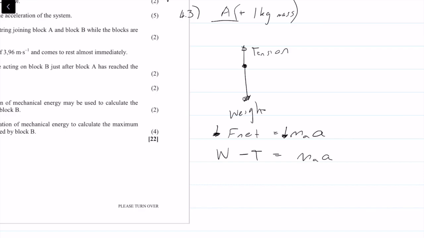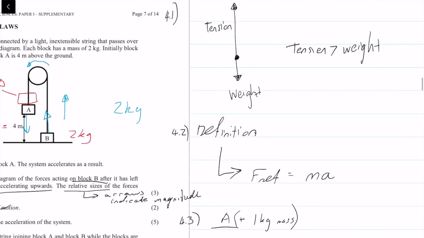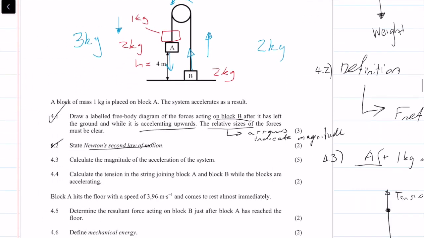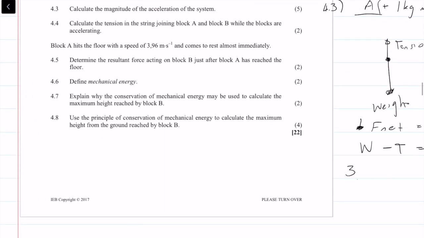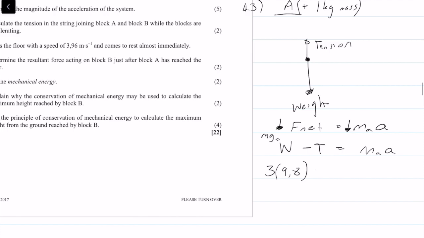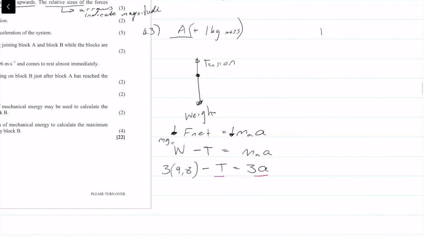The weight here is the weight of the left hand side, which is 3 kilograms. So 3 times 9.8, because weight equals mass times gravity, minus the tensile force is equal to the mass 3 times the acceleration. This equation has 2 unknowns, T, the tension, and the acceleration. So now I'm going to look at block B.